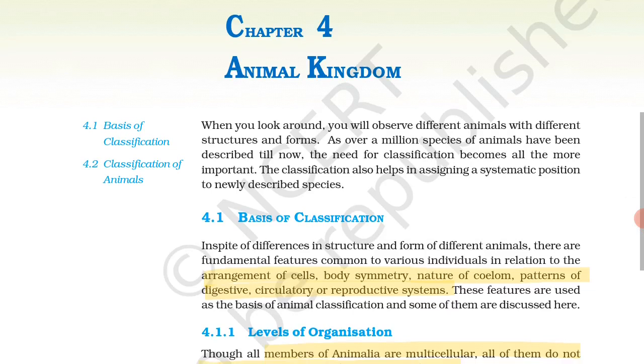As over a million species of animals have been described till now, the study for classification becomes all the more important. The classification also helps in assigning a systematic position to newly described species. Next is basis of classification.